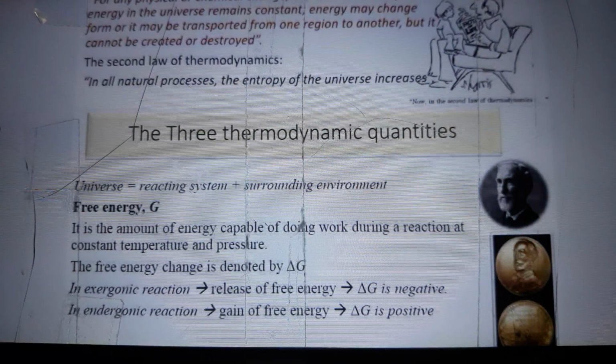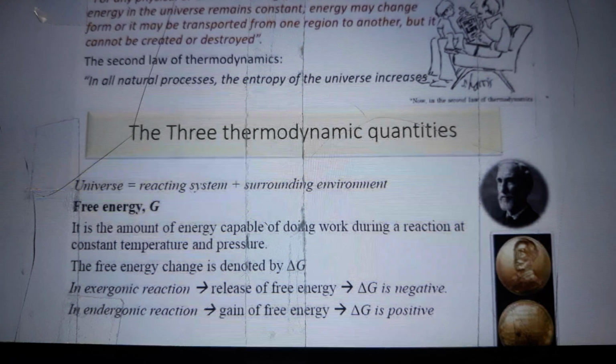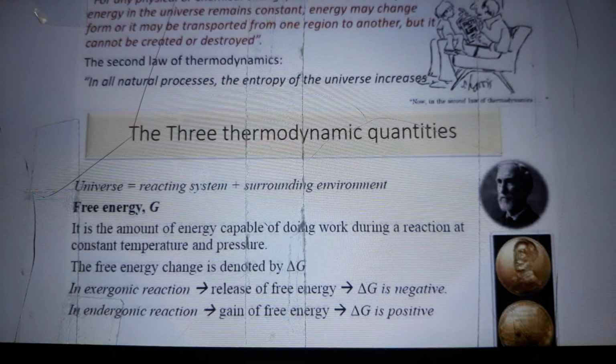In all natural processes, the entropy of the universe increases. The three thermodynamic quantities: the universe is equal to the reacting system plus the surrounding environment. Free energy, G. It is the amount of energy capable of doing work during a reaction at constant temperature and pressure. The free energy change is denoted by delta G.